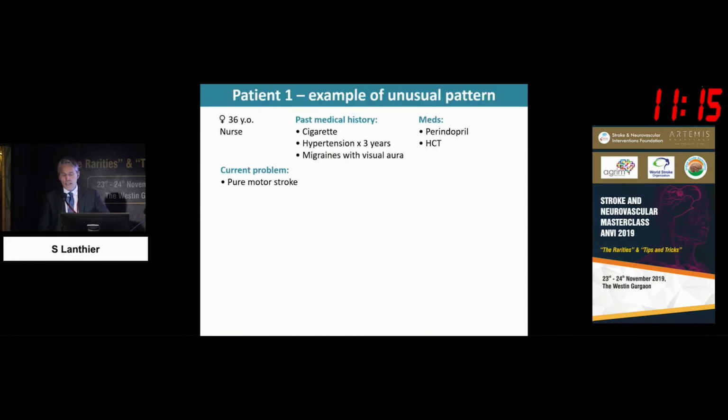So let's start with an example of an unusual pattern. This 36-year-old nurse presented with a pure motor stroke, looking like arteriolosclerosis. She was known for cigarette smoking, hypertension for 3 years, and migraines with visual auras. She was on perindopril and hydrochlorothiazide. There's a red flag: the young age of this patient is unusual for arteriolosclerosis. She's a bit young for this disease.